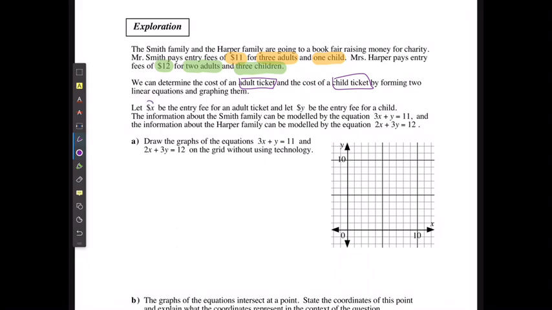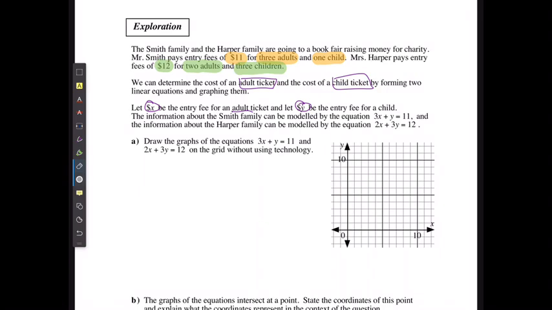So I'm going to say that x dollars is going to be the entry fee for an adult, and y is going to be the entry fee for a child. And then I can use the two sentences I have here. Mr. Smith pays entry fees of $11 for 3 adults and 1 child, and I can turn that into this equation: 3x, or 3 adults, plus y, 1 child, is going to equal $11. Miss Harper pays fees of $12 for 2 adults and 3 children, so 2x plus 3y is equal to 12 to create my second equation.